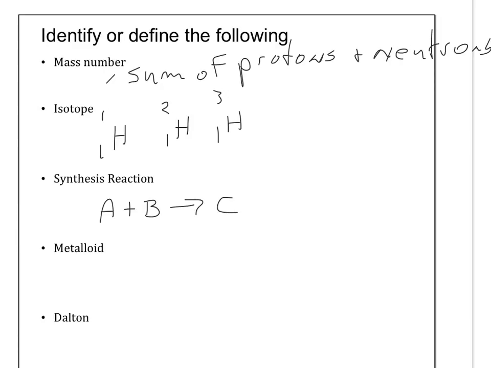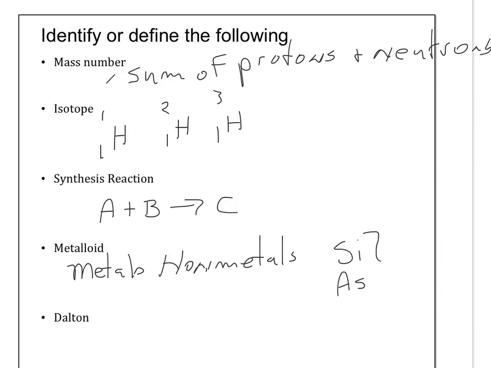Metalloids, so we have metals and we have nonmetals. And then we have a few elements that are kind of on the line. So for example, metals conduct electricity. Nonmetals don't conduct electricity, so we have a few things like silicon or arsenic that conduct a little bit. So those are metalloids.